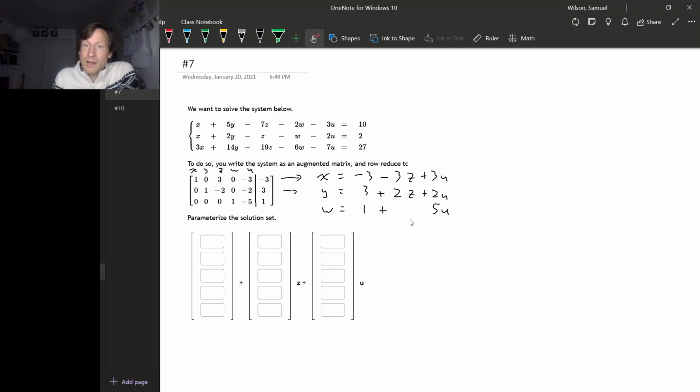Okay. Now if we write this vector style, what this is really asking for is, we've parameterized all the solutions to the system, but what we're really asking for down here is the vector version of the parameterized solution. So we need to express this in terms of vectors.